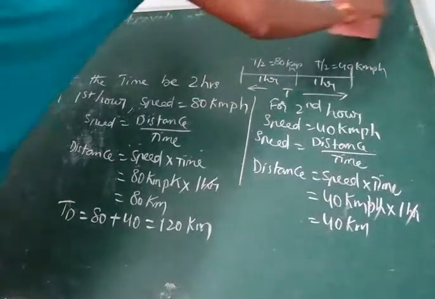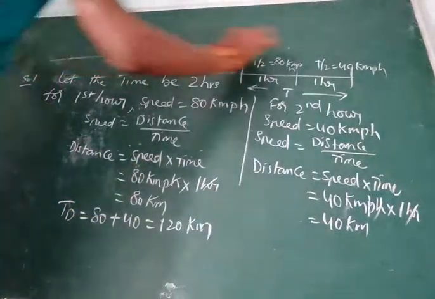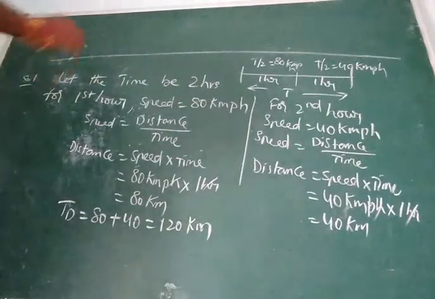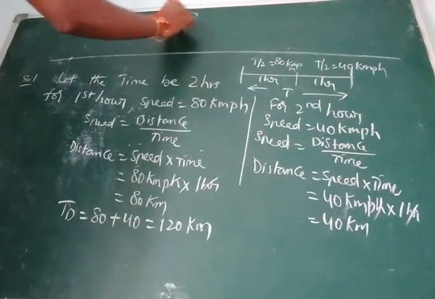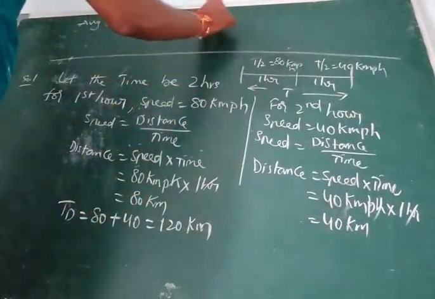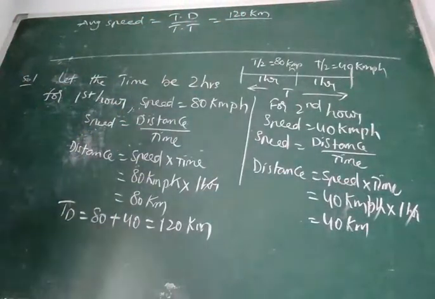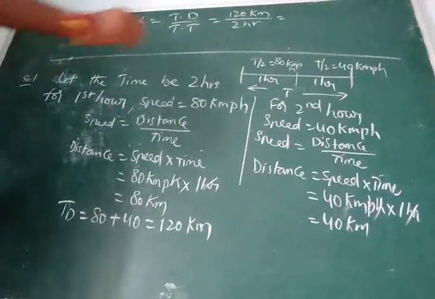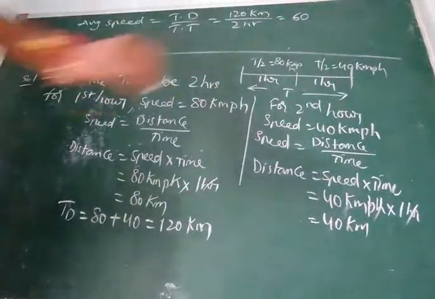Continuing from this, we have to calculate the average speed. So average speed is equal to total distance by total time taken. What is the total distance here? 120 kilometers, by total time taken, 1 hour plus 1 hour, 2 hours. So 120 by 2, that is 60 kilometers per hour.